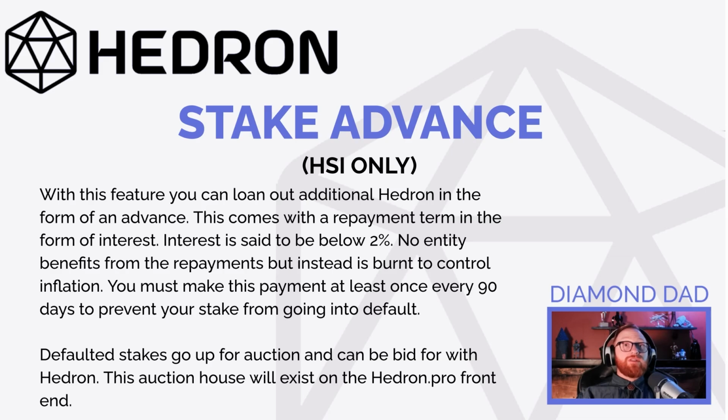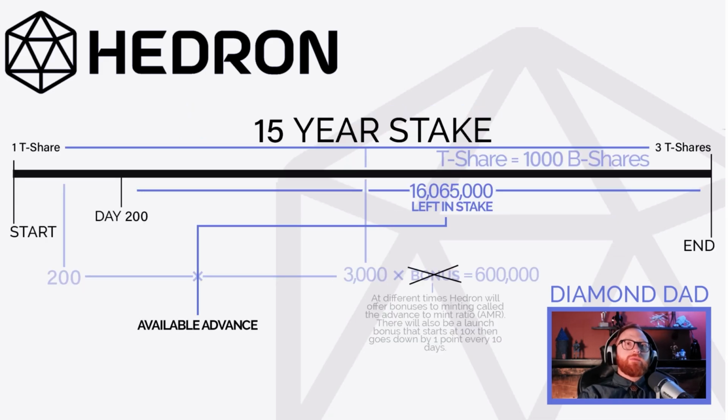So if you default on your loan and you don't pay for it for 90 days, your stake will go up for auction. And one of the ways you can get that stake is you can bid for it with Hedron. So going with the previous example, in advance would make all the remaining Hedron in your stake available to pull out in one lump sum. So in advance would be that 16 million that's left in that stake of Hedron, and you could take that as an advance. And then every 90 days, you would have to pay back 1.6% of that in interest.